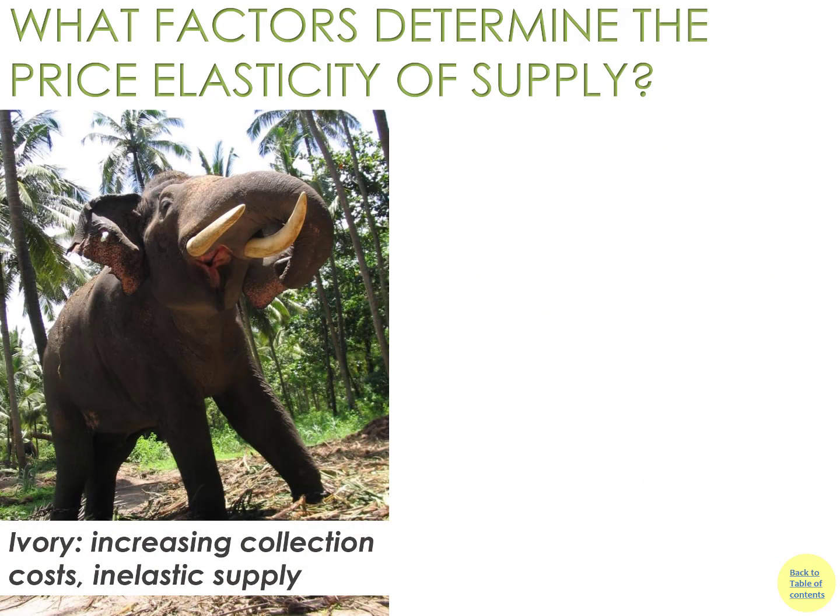This is sort of a sad example here, but some hope in the future. Ivory, coming from elephant tusks, is a pretty inelastic supply, right? It's very difficult, expensive, illegal, and just downright bad to be doing this. So the supply curve for ivory is going to be fairly inelastic.